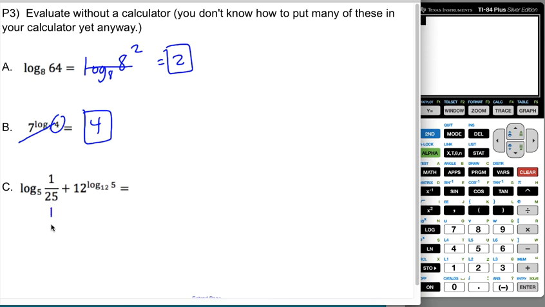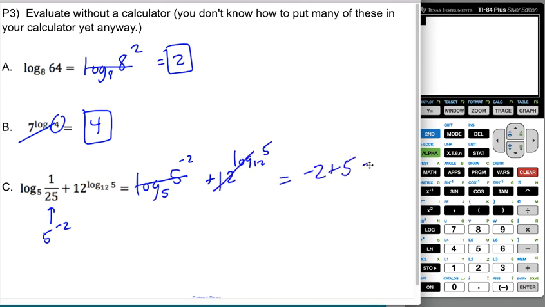I'm going to rewrite this as a 5 to the negative second. So I get the log base 5 of a 5 to the negative second. Those are going to cancel. Plus a 12 raised to the log base 12 of 5. Those cancel. I get negative 2 plus 5, which is a 3. All right, and that is it for this video.